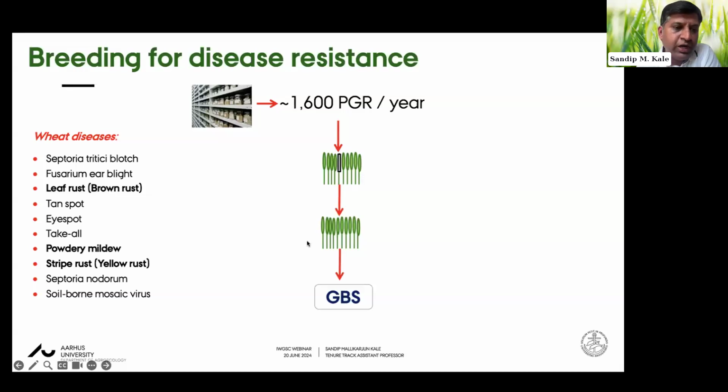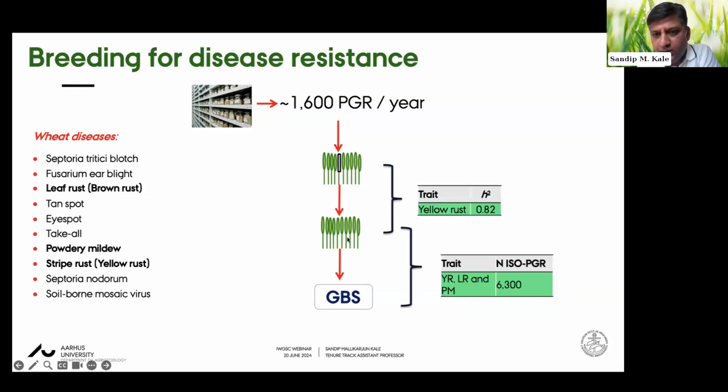In order to phenotype this collection, we used a two-stage strategy. We took 1,600 plant samples in one batch. They were grown in one row, and then they were phenotyped there. Then a single spike was harvested from this row, which was grown in the next year, and phenotyping was again carried out in the second year. In this way, we phenotyped 6,000 accessions. I am showing the heritability for yellow rust, but it was also good for the other two diseases.